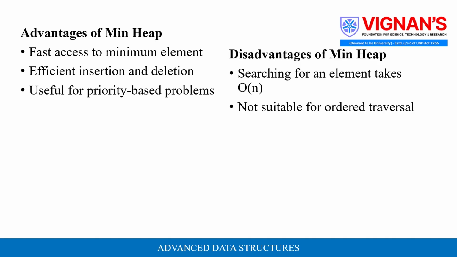Disadvantages of a min heap. Searching for a specific element takes O(n) time, because the heap is not fully ordered. Also, a min heap is not suitable for ordered traversal, since elements are not stored in sorted order. These are the advantages and disadvantages of a min heap.